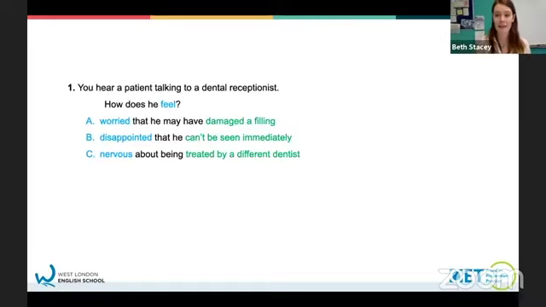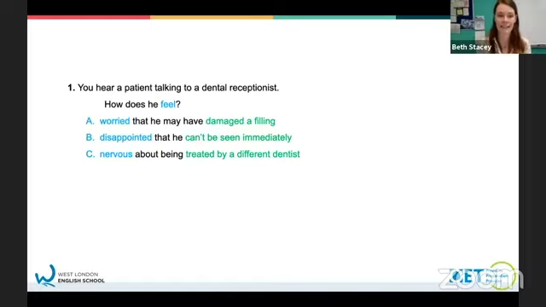And remember, the key here is understanding all of the answer options, not just one part. So this is worried that he may have damaged a filling, disappointed that he can't be seen immediately. Now, as I said before, there are distractors. So in OET, you might hear worried that he can't be seen immediately. And in that case, neither A nor B would be the correct answer.